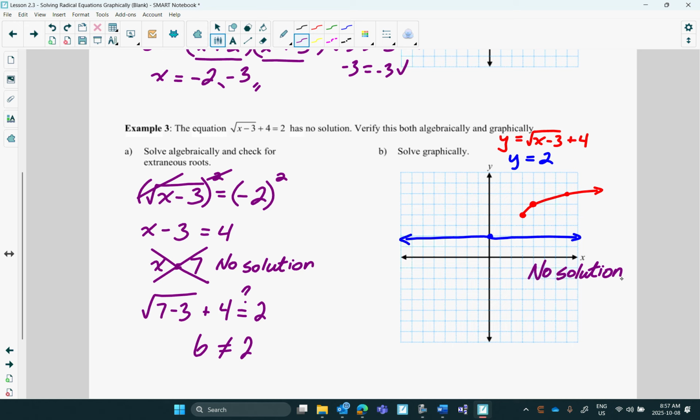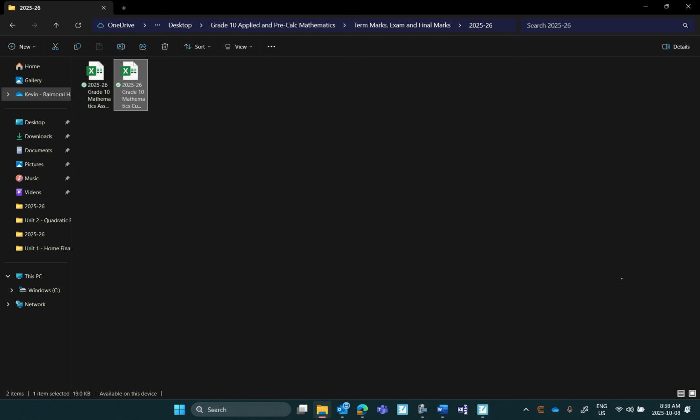We're going to be doing some more of these solving graphically later on in the year as we talk about new types of functions. So you've got to remember, whenever you're asked to solve by graphing, graph each side, find where they intersect, read the x values.